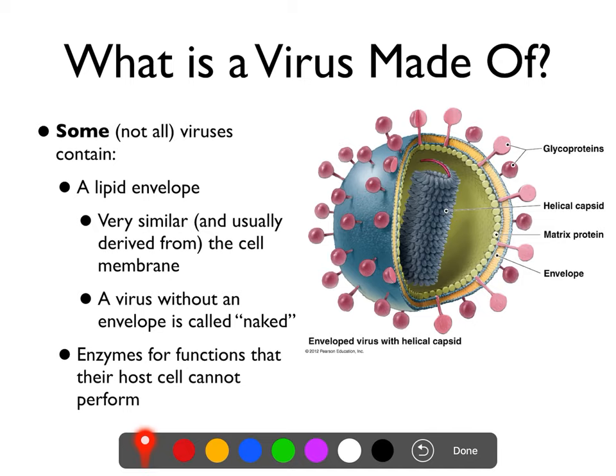What's the optional stuff? Some viruses have a lipid envelope. Here you can see this is a virus. The genome is actually going to be contained inside this, and you see this spiral-shaped protein capsid on it. But then outside of that, there is a lipid membrane. This is called an envelope. Viruses that have a lipid membrane are called enveloped viruses. Viruses that do not are called naked viruses.